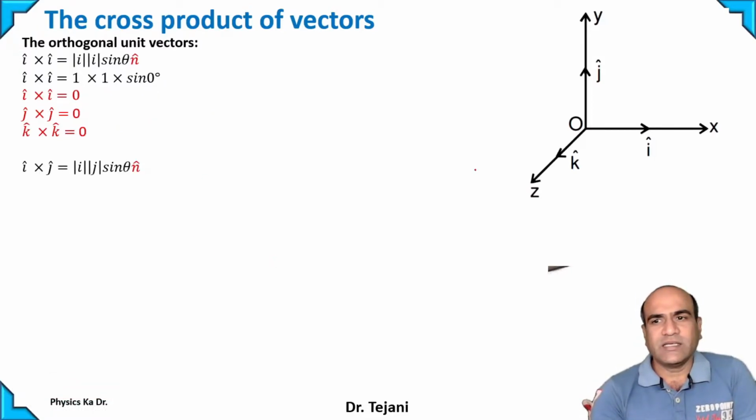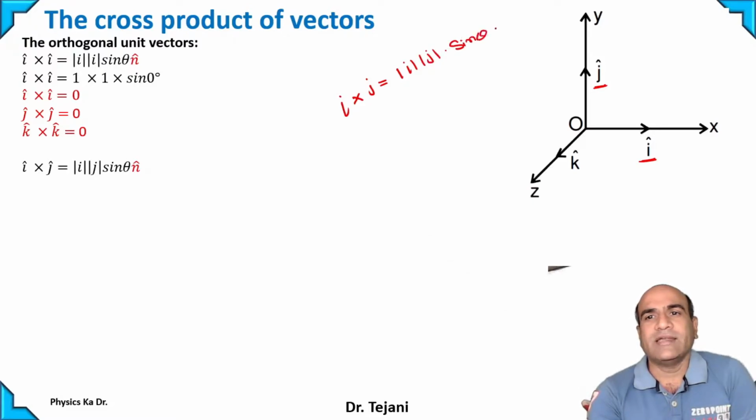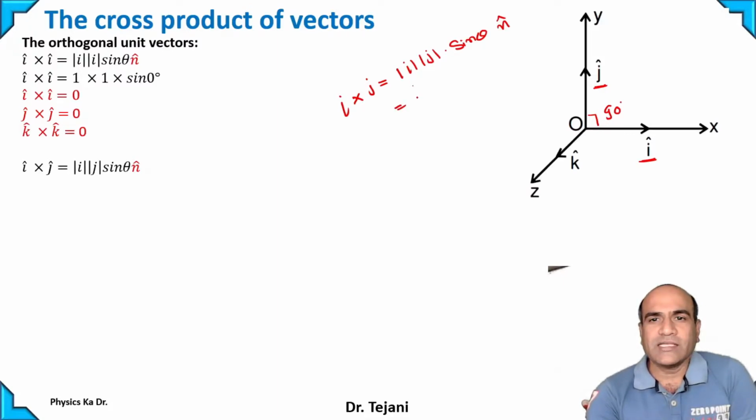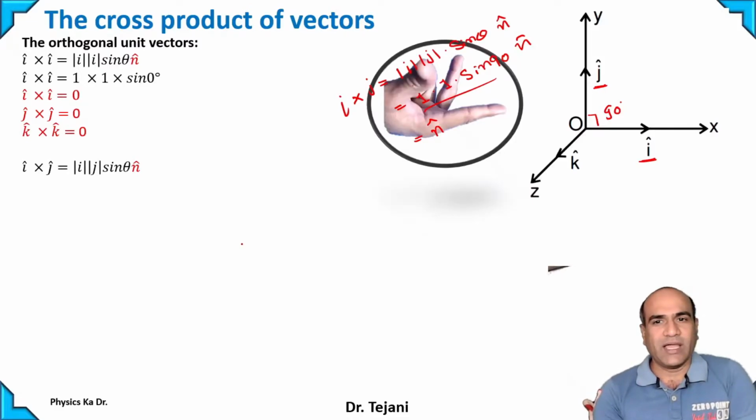Now, next, if we take the product of I with respect to J, so I cross J, we know it equals mod I mod J multiplied by sine theta and the direction. The angle between I and J is 90 degrees, and therefore mod I is 1, mod J is 1, and sine 90 with some direction. And what is sine 90? Sine 90 is also 1. Therefore I cross J is equal to mod n, it becomes n cap.